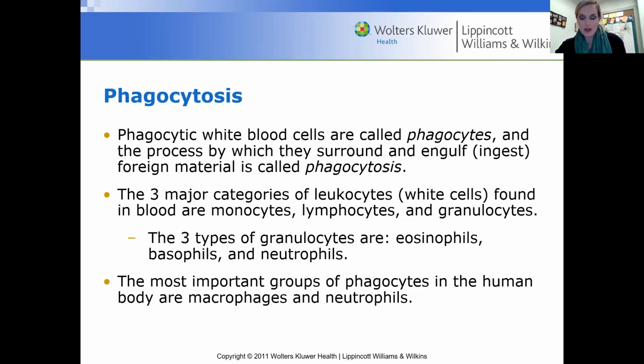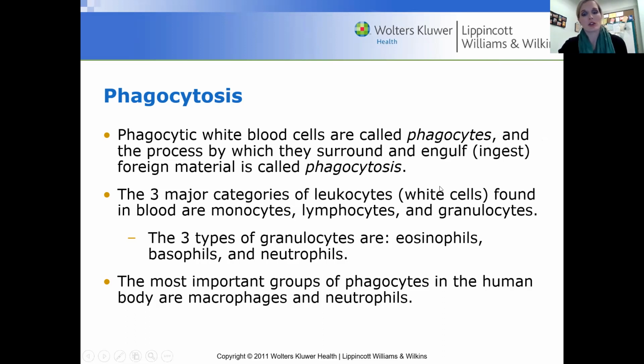Phagocytosis is another part of our second line of defense. Our phagocytic white blood cells, also known as phagocytes, are the cells that surround, engulf, and then ingest foreign materials, and that process is called phagocytosis. Remember that we talked about those. They're a type of white blood cell, or leukocyte, in our blood. Those phagocytes destroy by eating.